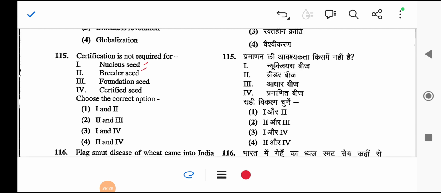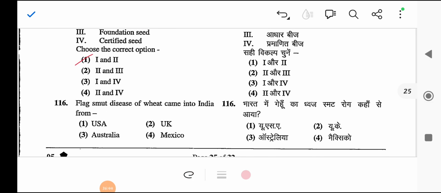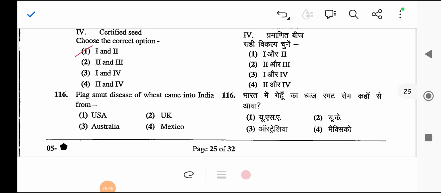And who releases breeder variety? Breeder. So a certificate is not required for nucleus seed and breeder seed, but it is required for foundation and certified seed. Next question: flag smut disease of wheat came into India from Australia.